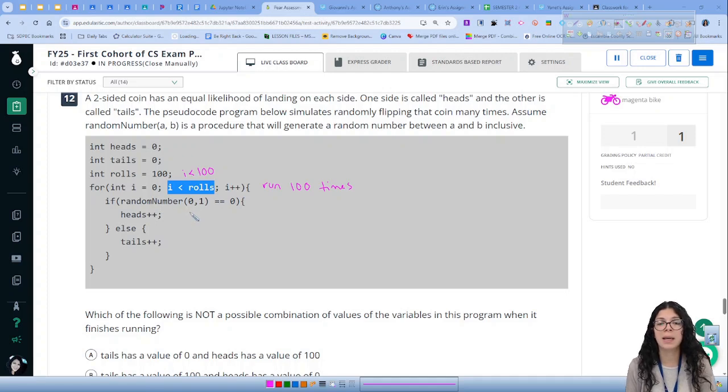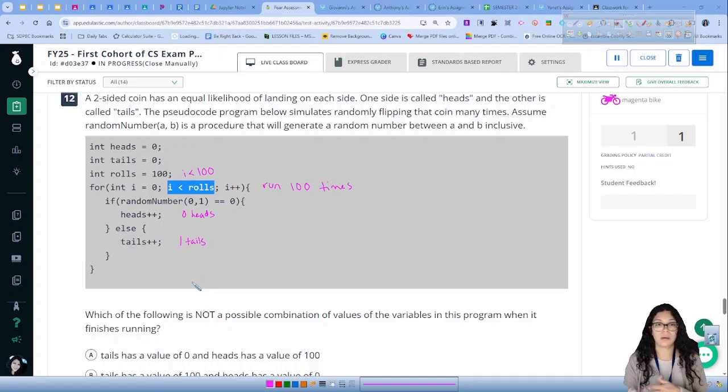So basically, me getting the random number 0 is representing heads. 0 represents heads. And if I get the random number 1, then this if is false, which means that tails goes up by 1. So 1 represents tails.